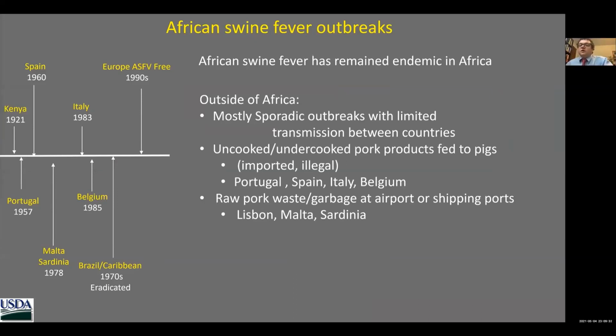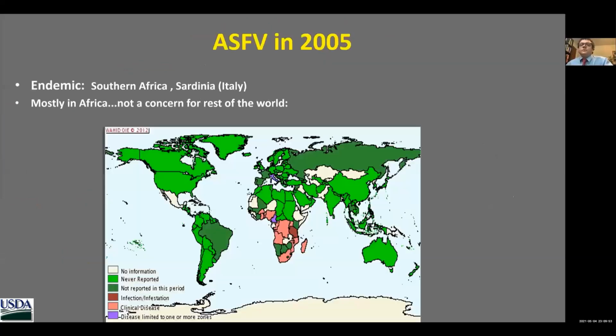There have also been outbreaks caused by raw pork waste or garbage at airports or shipping ports, and this was shown to be the cause of the outbreaks in Lisbon, Malta, and Sardinia. However, by the 1990s, Europe was free, and Brazil and the Caribbean had also eradicated it in the 1970s, and African swine fever remained really just in Africa. This is a picture of what things looked like in 2005. ASF was endemic in southern Africa and Sardinia, and it wasn't really a concern for the rest of the world.